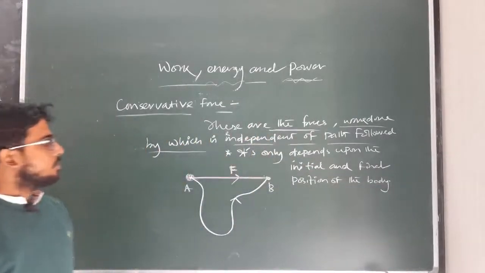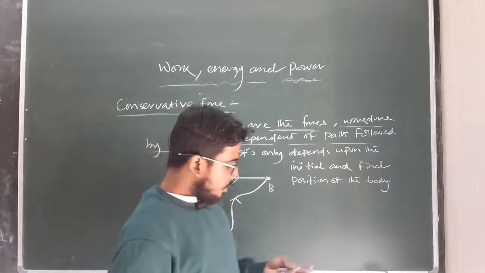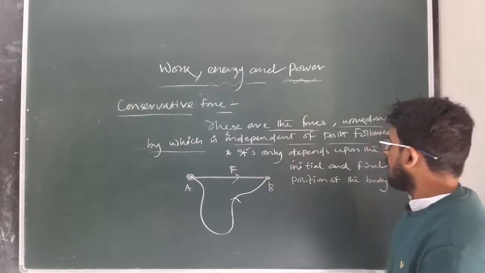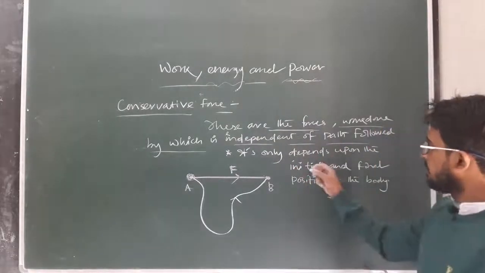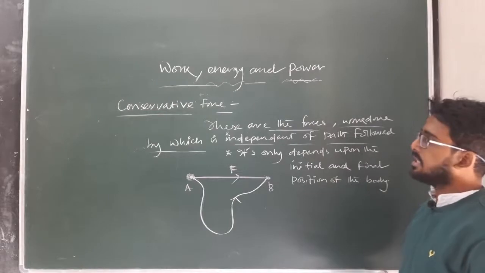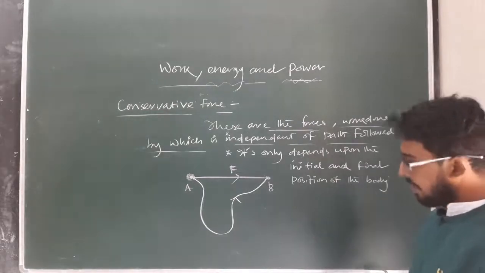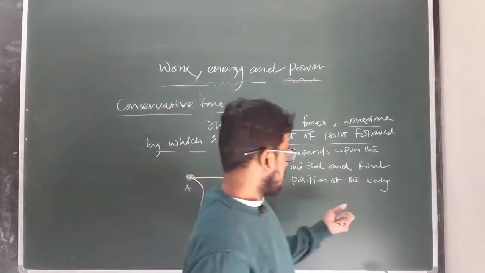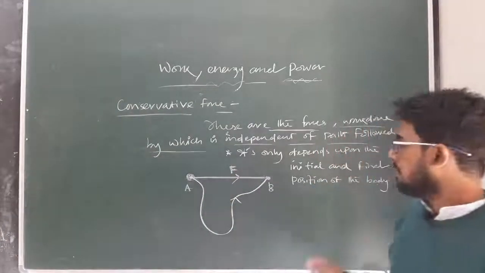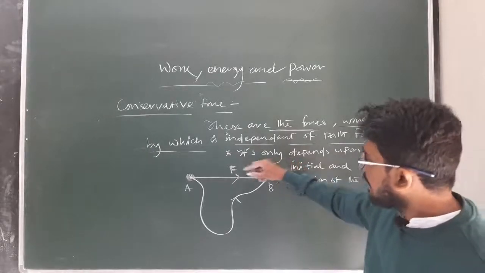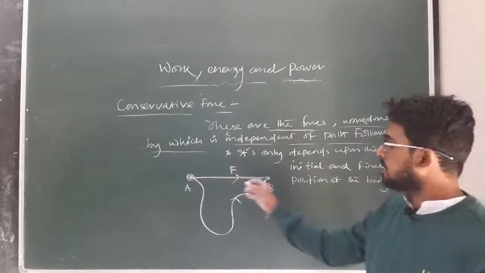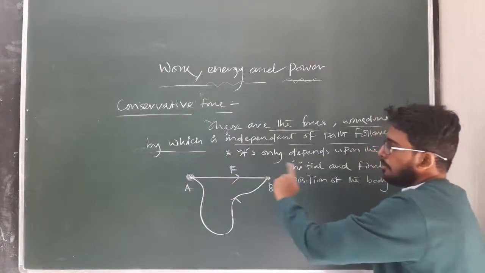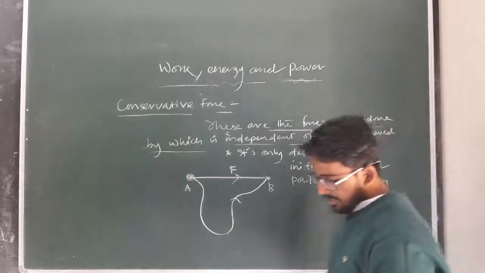Okay, so the force by which work done is independent of the path followed is known as conservative force, and the work done only depends upon the initial and final position of the body. These types of forces are known as conservative force. One example of this type of force is gravitational force. Electrostatic force can also be a conservative force. These are the forces which depend only on the initial and final position of the body, and not upon the path you are covering to displace the body from the initial point to the final point. Clear?